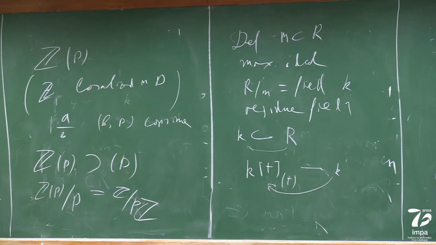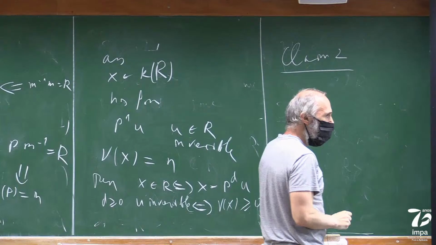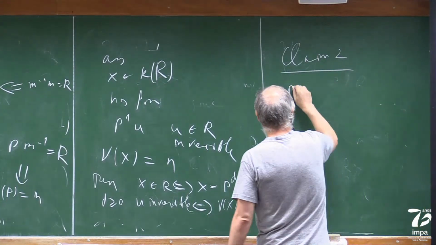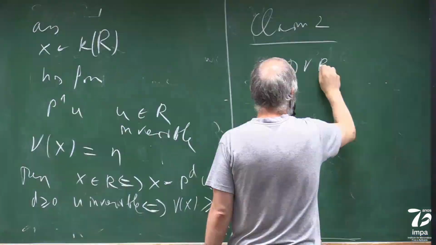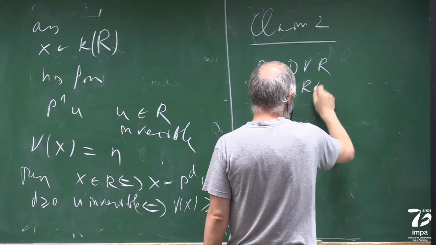And I have a trivial claim, which I'm going to use next slide. So claim 2, which says that if R is a DVR and K is the residue field, R by M.